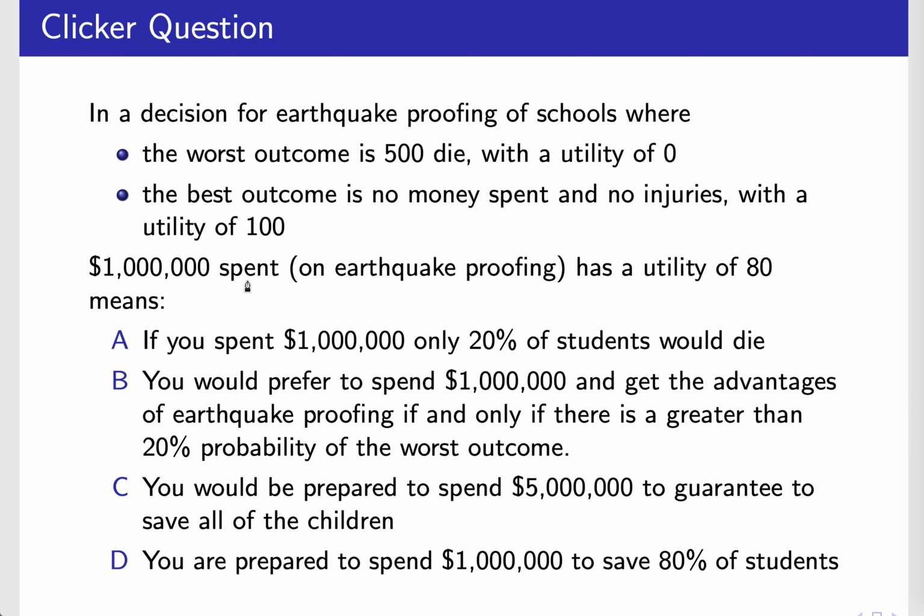I want to know what that means. Does it mean if you spend $1 million, only 20% of the students would die? Does it mean you'd prefer to spend $1 million to get the advantage of earthquake proofing if there is a greater than 20% chance of the worst outcome? You'd be prepared to spend $5 million to guarantee to save all the children, or you're prepared to spend $1 million to save 80% of the children. So go back and look at the definition of what utility means and work this out. Okay, let's stop here.